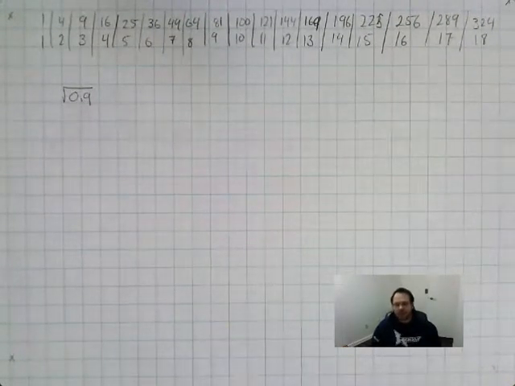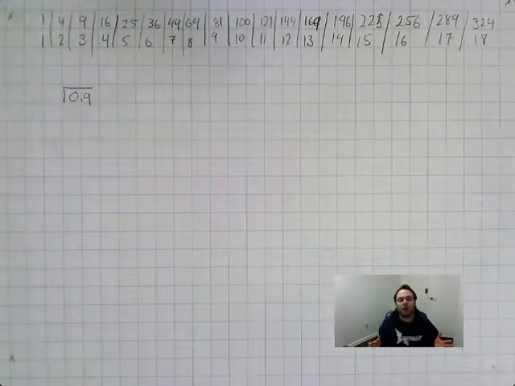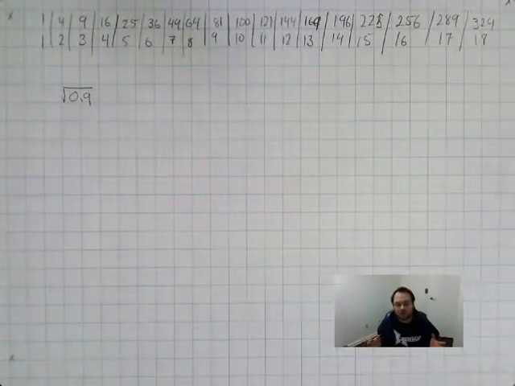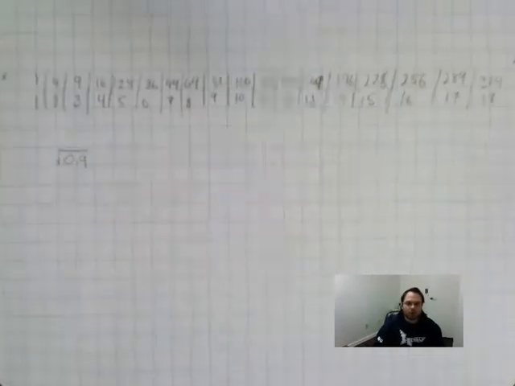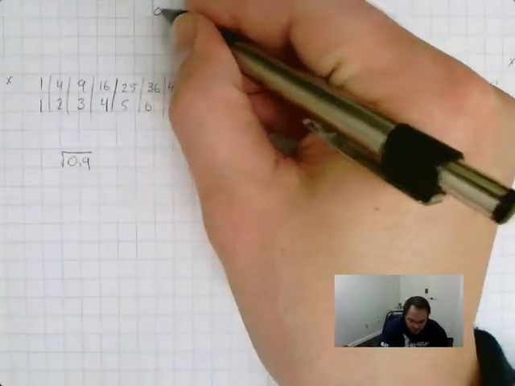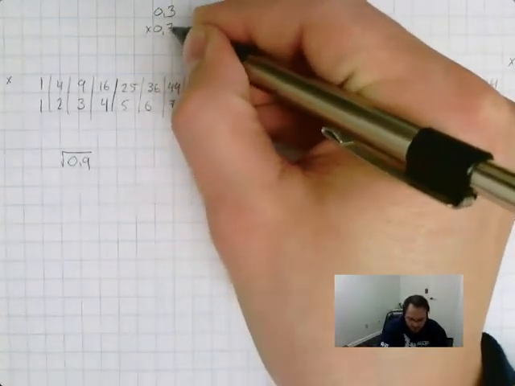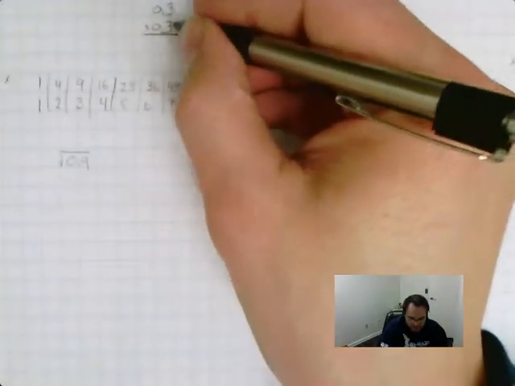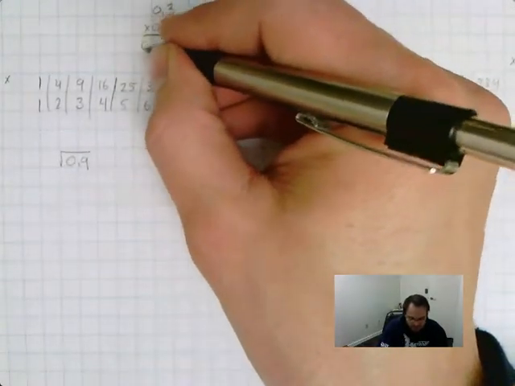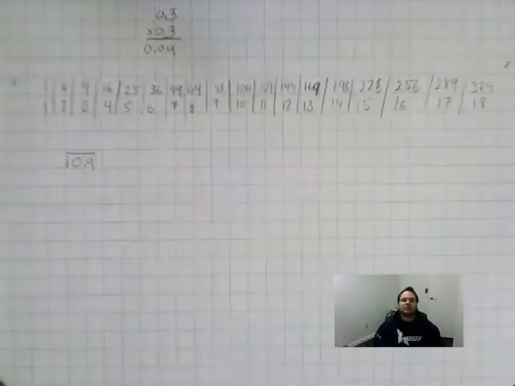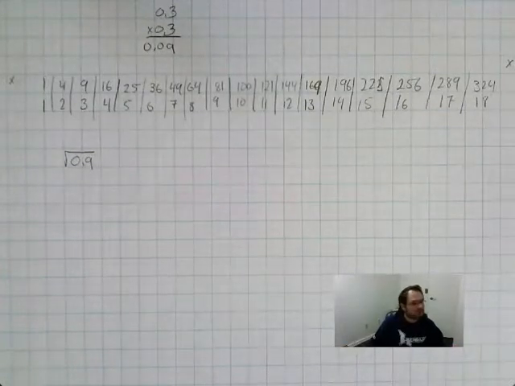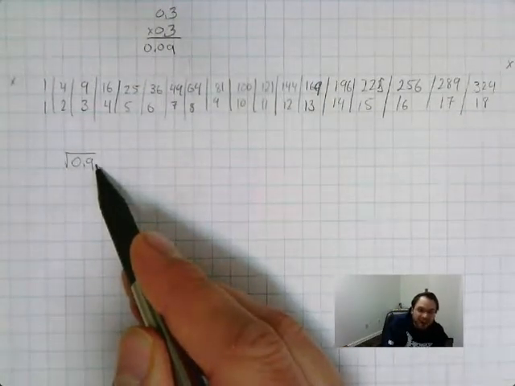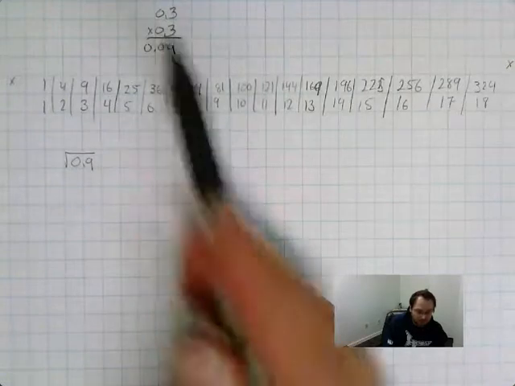A lot of students automatically say the root of 0.9 is 0.3. That's not true though, because if I was to go 0.3 multiplied by 0.3, that's going to give me 3 times 3 is 9, but two numbers behind the decimal place, so 0.09. It's going to end up giving me 0.09, not 0.9. So the square root of this is not actually going to be 0.3.